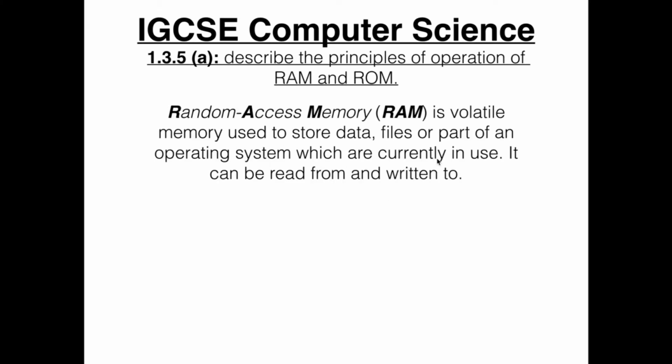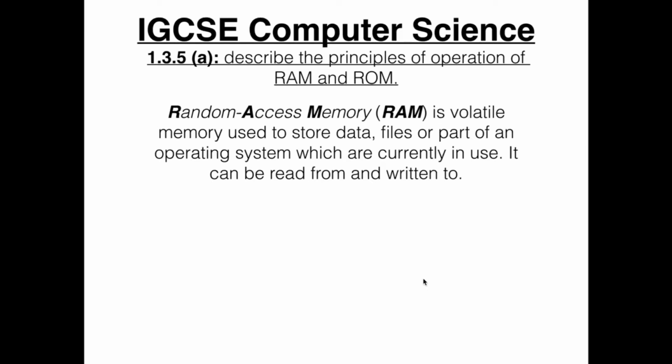Random access memory is volatile memory used to store data files or part of an operating system which are currently in use. It can be read from and written to. So it's important here: currently in use. Data files or parts of an operating system which are currently being used.